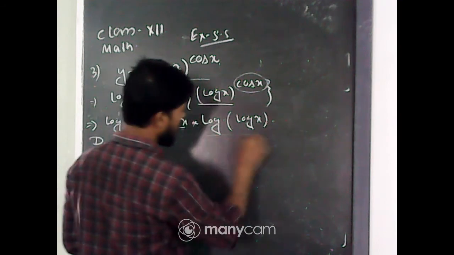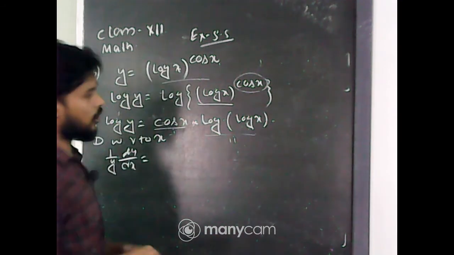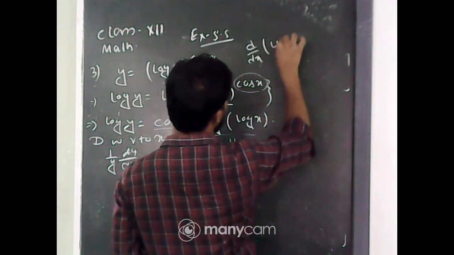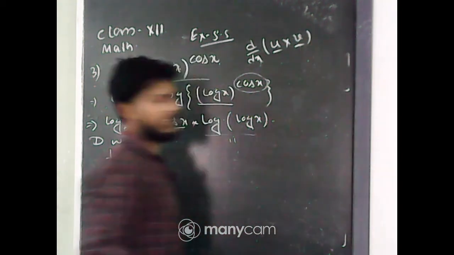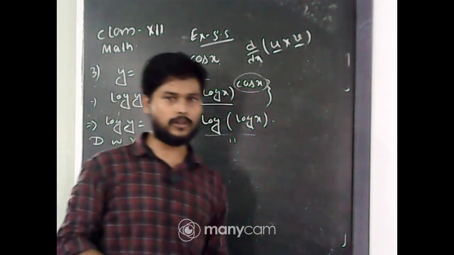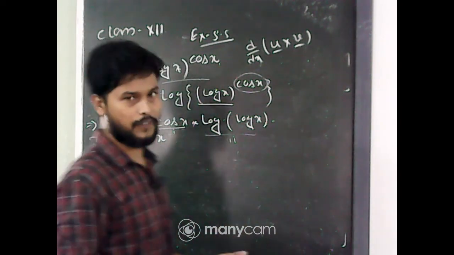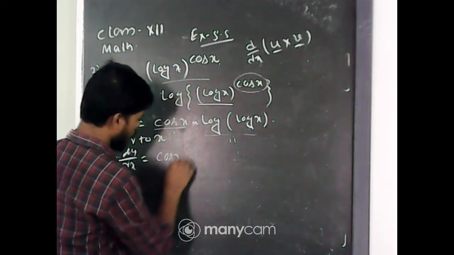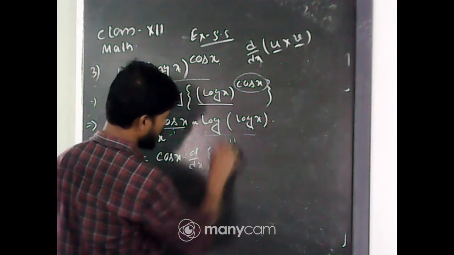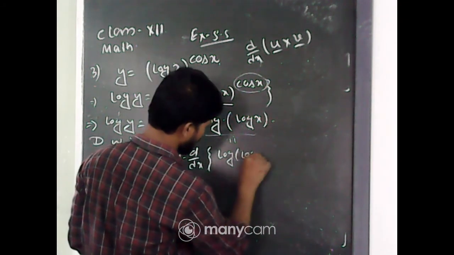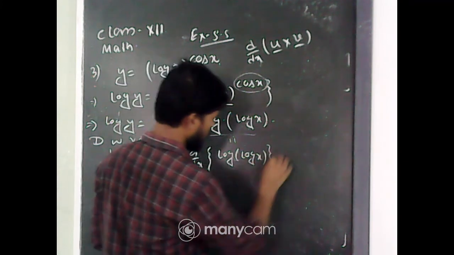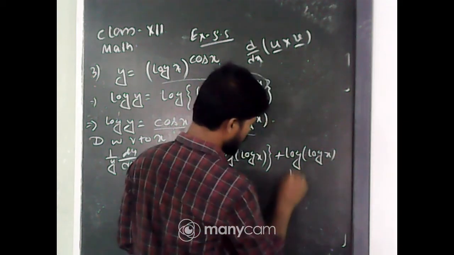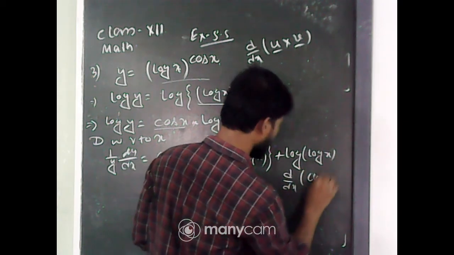This is the first function and this is the second function, and I think all of you know the derivative of u into v, where u is the first function and v is the second function. It is u into derivative of v plus v into derivative of u. We are going to apply this formula here. So u means cos x into derivative of this, log of log x, plus second function constant, meaning log of log x is constant, into derivative of the first function, meaning the cos x.